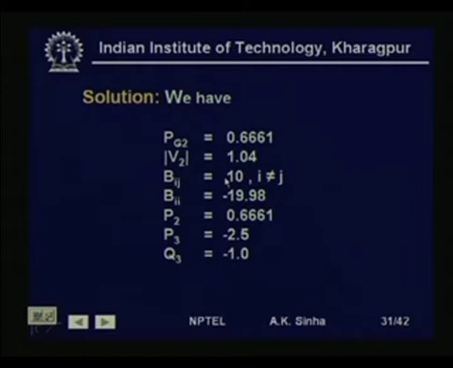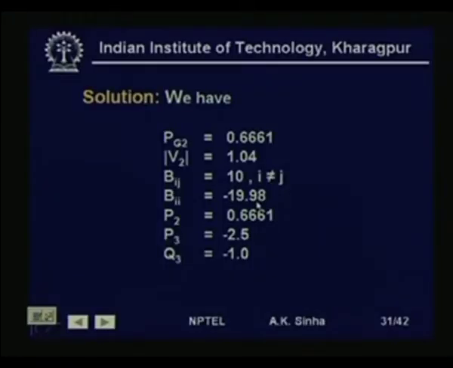So, that becomes minus j 10, and B22 is equal to minus 19.98, because we add all the susceptances connected to the bus plus the half line charging of the two lines at that bus. This we had already calculated in the previous lesson. So, I am just substituting those values.